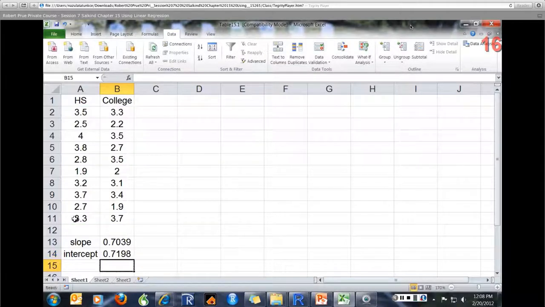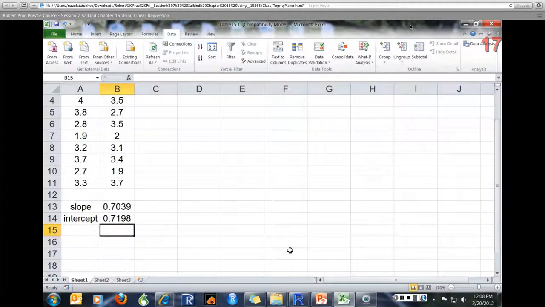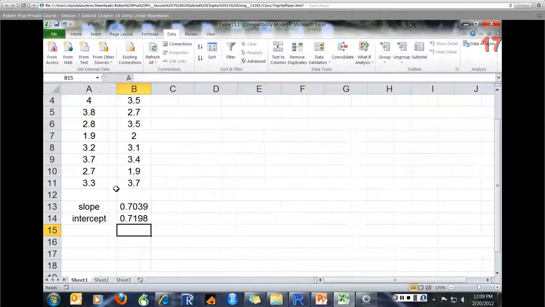And so you don't have to go up here to the function bar, but you certainly can if you like, that little user interface. So we get our slope and our intercept, and from there we can predict how well somebody is going to do.